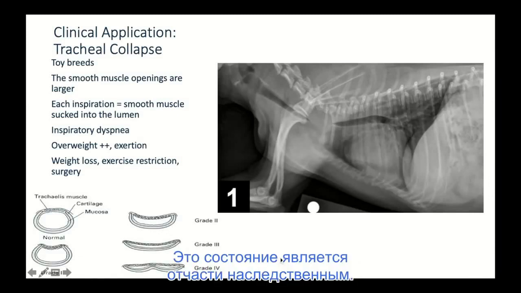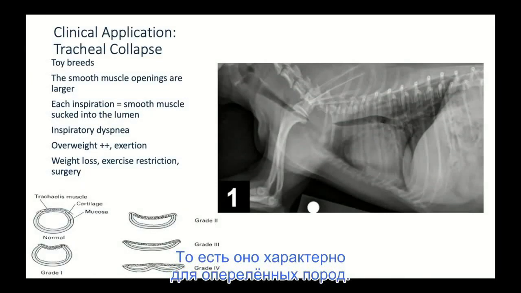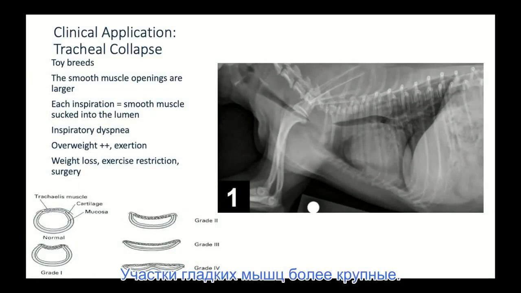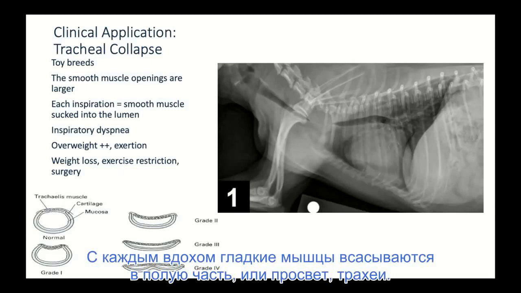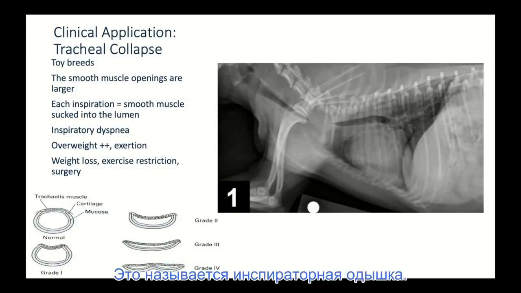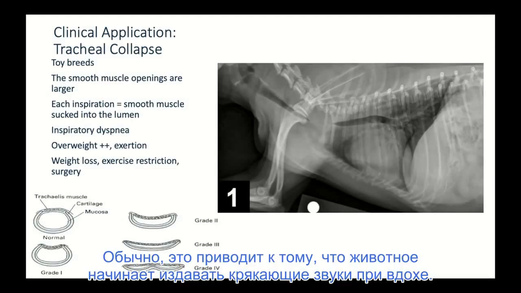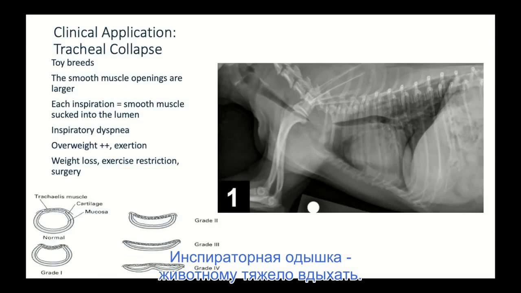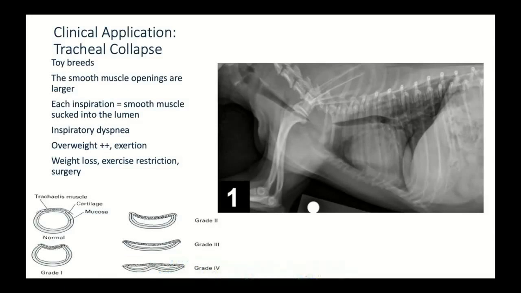This is a condition that's partially hereditary, so it's bred into the animal. The smooth muscle openings are larger. On each inspiration, the smooth muscle is sucked into the hollow part, or the lumen, of the trachea, and that's called inspiratory dyspnea. So they have difficulty, and they typically make this sort of honking noise when they're trying to breathe in. So inspiratory dyspnea, difficulty breathing in.